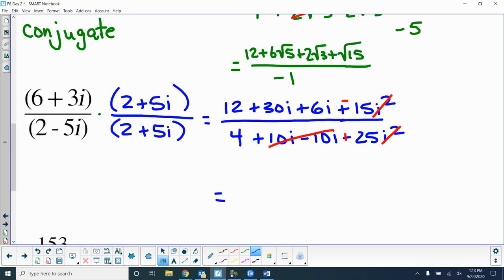So my denominator is 4 plus 25, so that's 29. My numerator is 12 minus 15, which is negative 3, and 30 plus 6, 36i. If these three numbers had a common factor, I would divide by that common factor, but they don't have a common factor, so we're done.